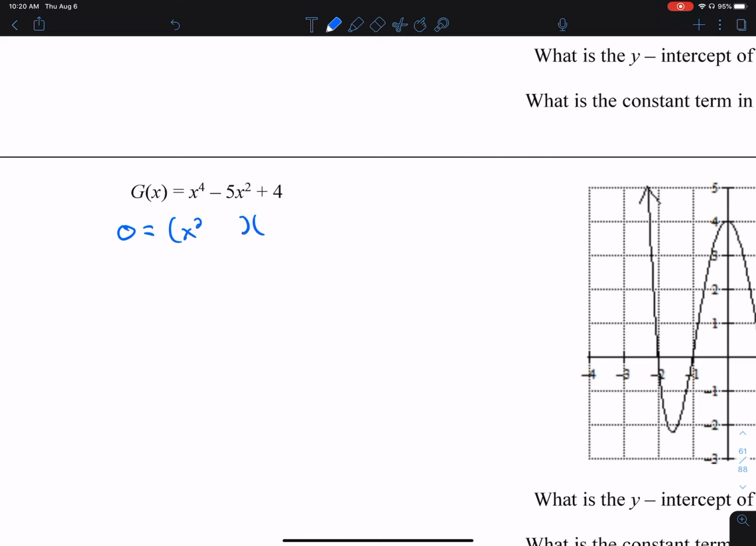We need two numbers that multiply to get 4 and add to get negative 5. That would be a minus 4, and we have an x squared minus 1. Is this a difference of two squares?